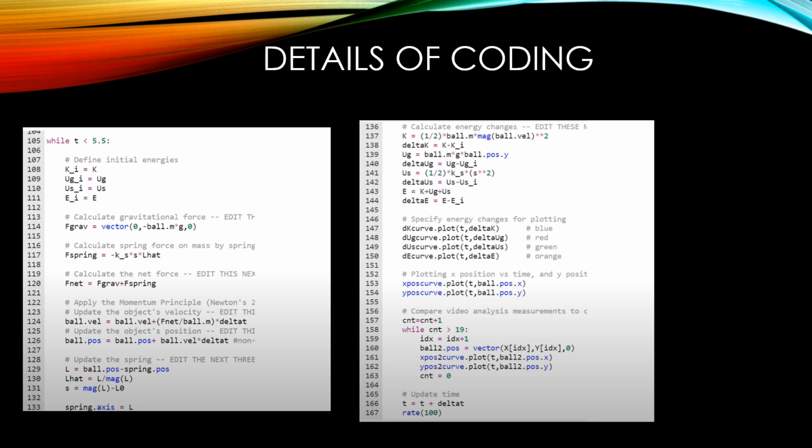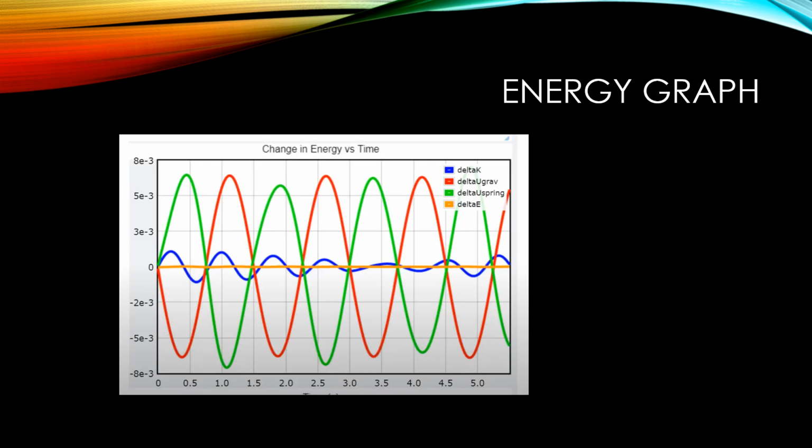And then, here I have the energy graph. You can see that delta E overall stays at 0 throughout the whole time because there is no change in energy. You can see how each varies: delta U grav and delta U spring, the gravitational potential and the spring potential, oscillate between each other and are seen as opposites, one being like sine and cosine. And then the kinetic energy has a smaller oscillation.